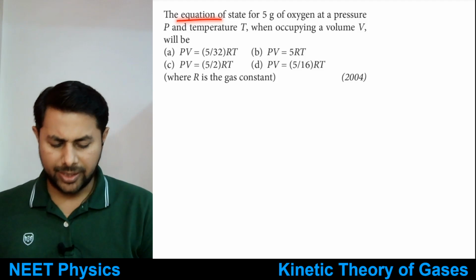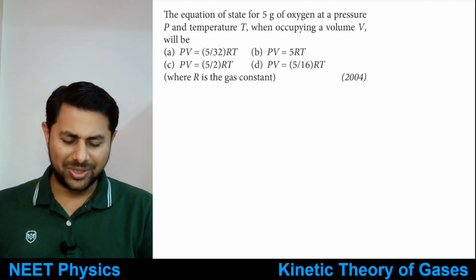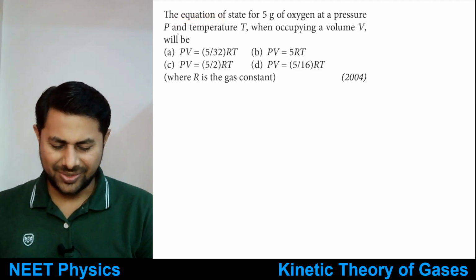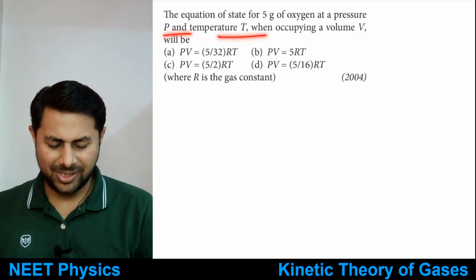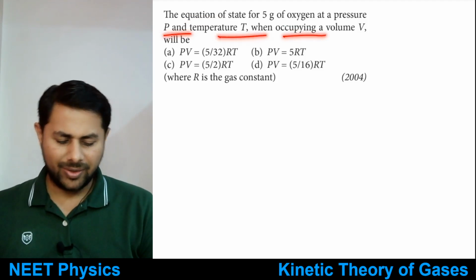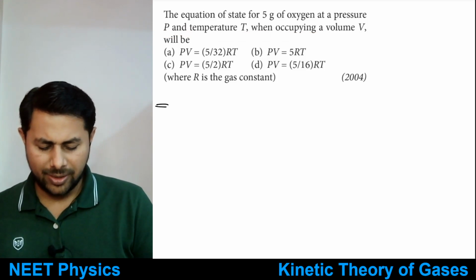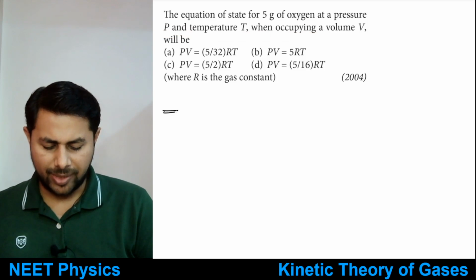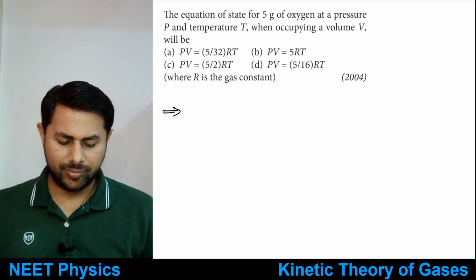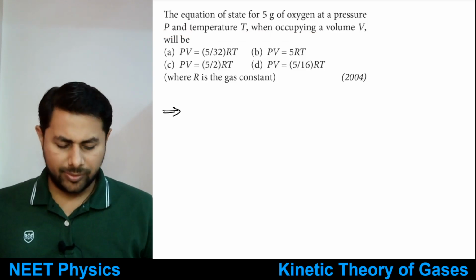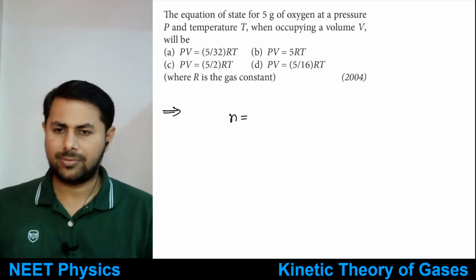The equation of state for 5 gram of oxygen, at pressure P and temperature T when occupying a volume V, will be? So they are just asking about the ideal gas equation for 5 gram of oxygen. So what is the number of moles here? Tell me.